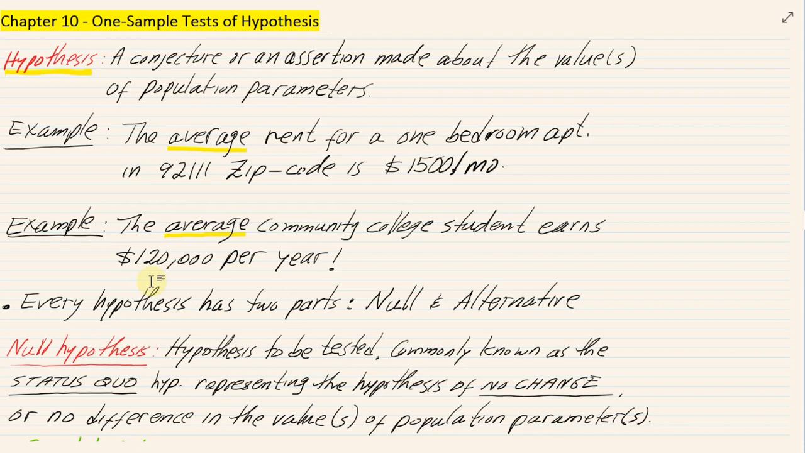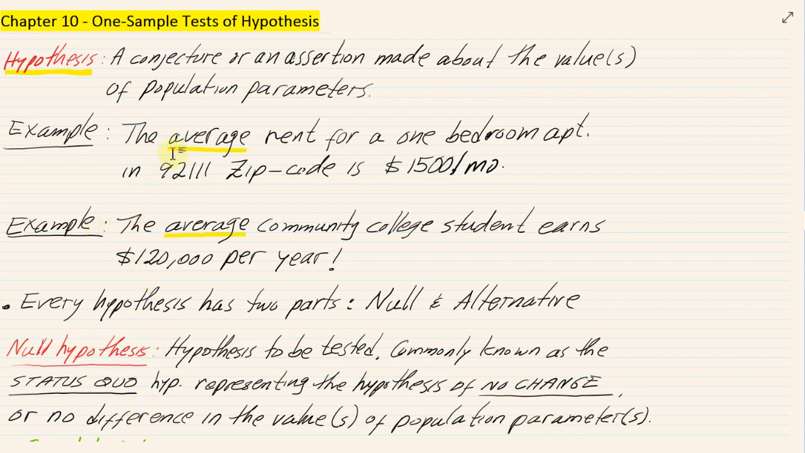Now, every hypothesis has two parts. It's a null and an alternative part of the statement of the hypothesis. So what is a null hypothesis? This is a hypothesis we want to test. We commonly call this the status quo hypothesis. And being a status quo, that means things do not change, correct? When something is a status quo, it doesn't change. So typically this null hypothesis represents the hypothesis of no change, no difference, and things in that nature in the value or values of the population parameters.